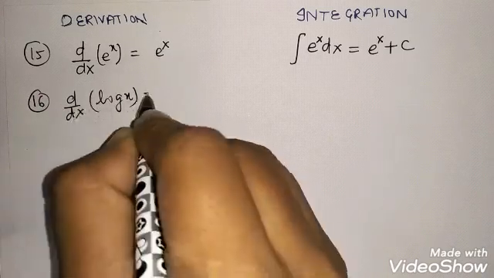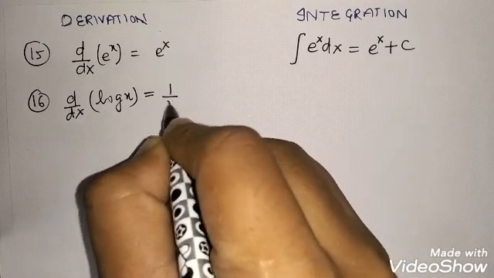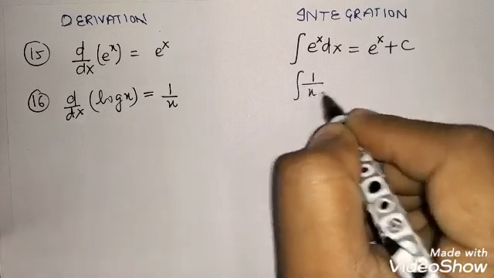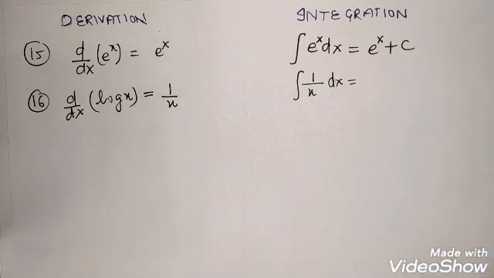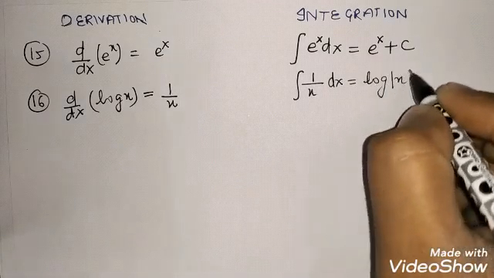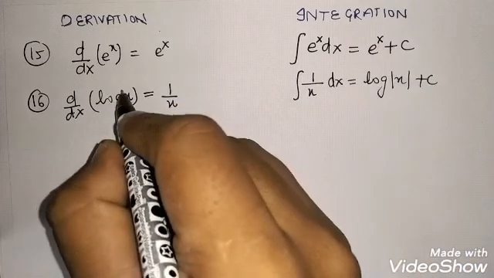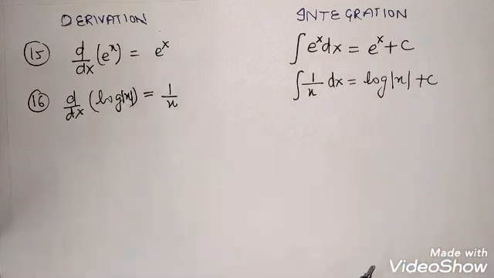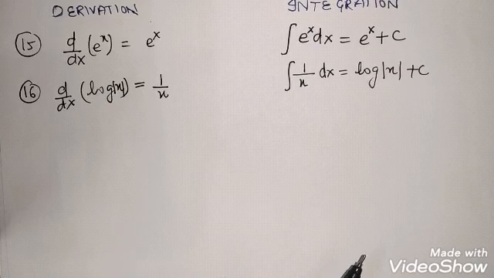Log x derivative is 1 upon x. Simply we can say integration of 1 upon x dx is equal to log of mod x plus c. So you can write mod over here if you want. As you know, we cannot define the log for a negative value, so we are writing mod.